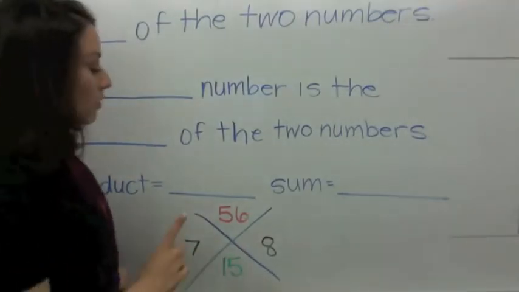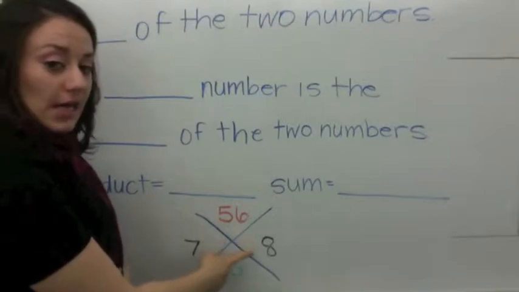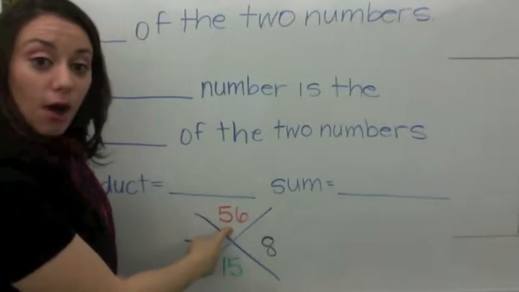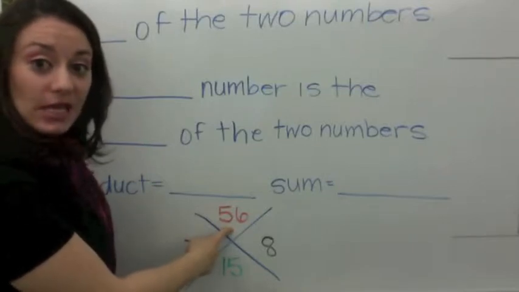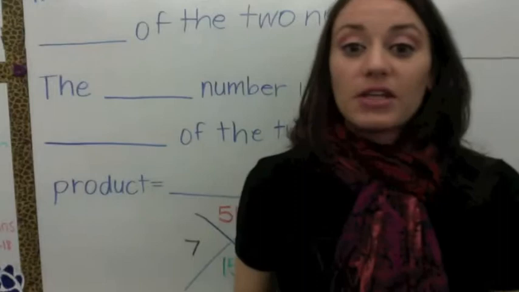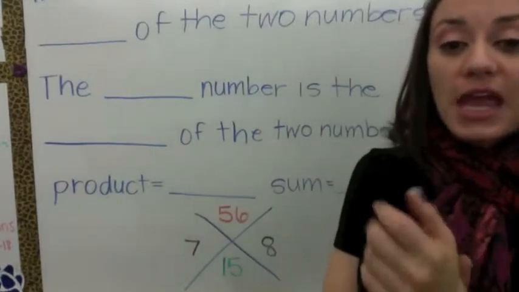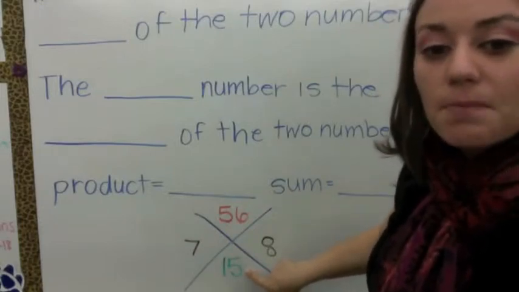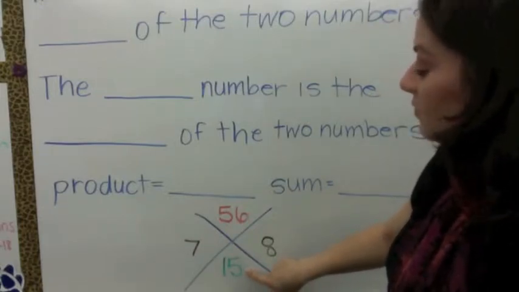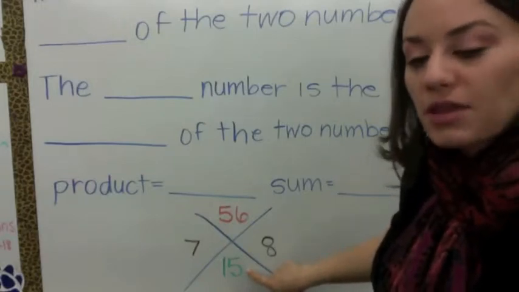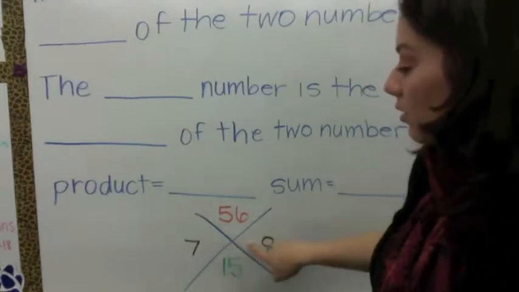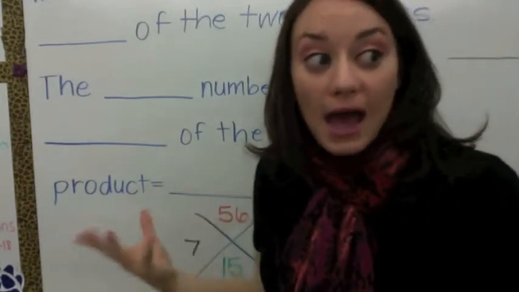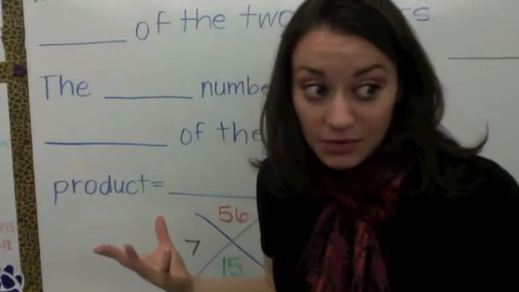If you multiply 7 times 8, you're going to get the product. The answer to 7 times 8 is 56. Remember, 8 times 7 and 7 times 8 is 5, 6, 7, 8. Now at the bottom of the X, this is 15. What are you doing to 7 and 8 to get 15? You're adding them. Yeah, 7 plus 8 is 15, right?